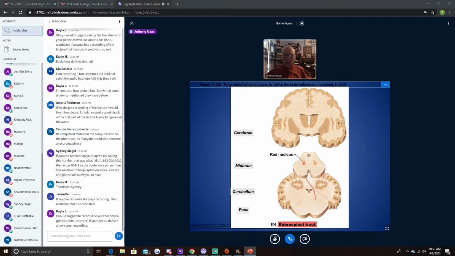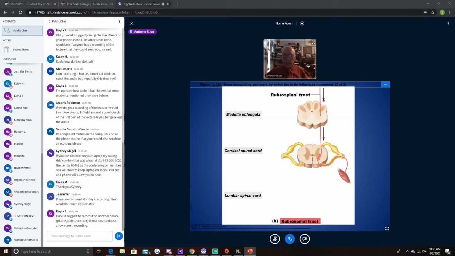Here's an example of an indirect track. Here's one starting for gross motor movement or for smooth movement. So it's starting in the red nucleus. It synapses right away in the medulla. It's not synapses, I'm sorry. It decussates in the medulla and heads down. Synapses here and heads out to the second lower motor neuron.